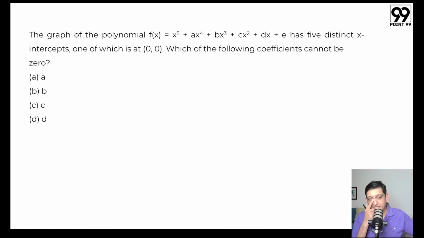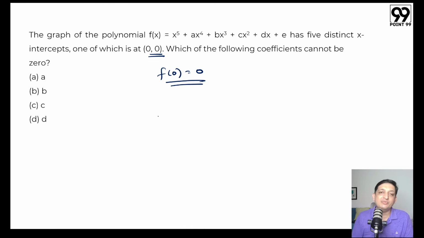Let's look at the next one. The graph of the polynomial f of x equals x raised to 5, plus ax raised to 4, plus bx cube, plus cx square, plus dx plus e has 5 distinct x intercepts, one of which is at 0, 0. It basically means that if you put x equals 0, then the value of this expression also becomes 0. But if you put x equal to 0, what will happen? These terms will all become 0 because the value of x is 0. So I'll be left with e. So I'll be able to say with certainty that e is going to be equal to 0.